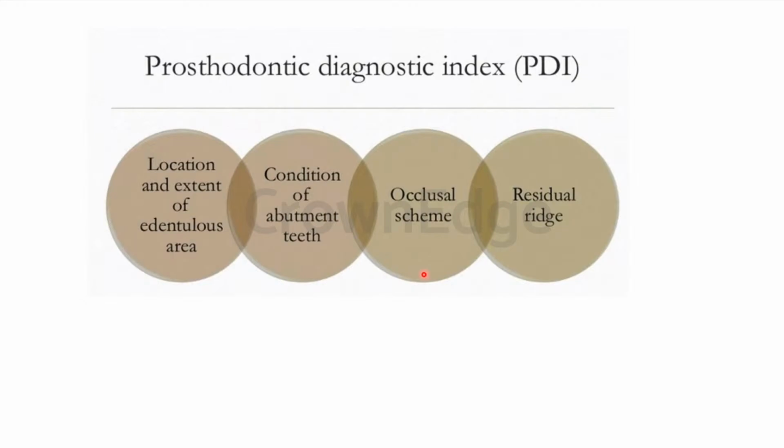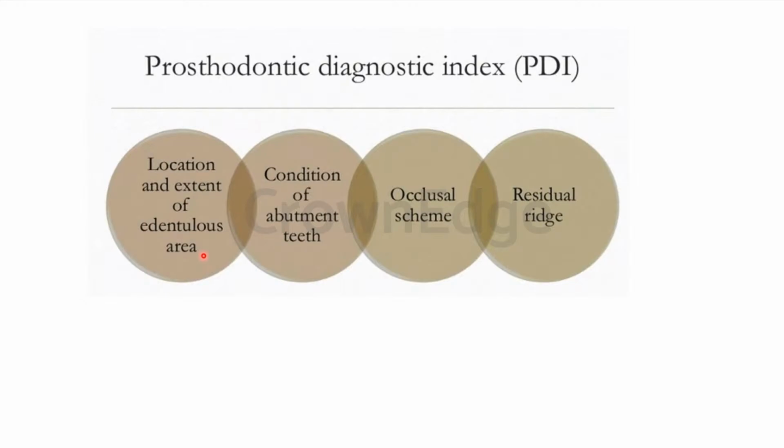This is referred to as the PDI classification. That is the Prosthodontic Diagnostic Index. These four factors are what is going to determine what type of treatment plan I should be providing for my different cases. So the first one is the location of the edentulous area, right? So you want to know where exactly that edentulous area is. Is it in the posterior?